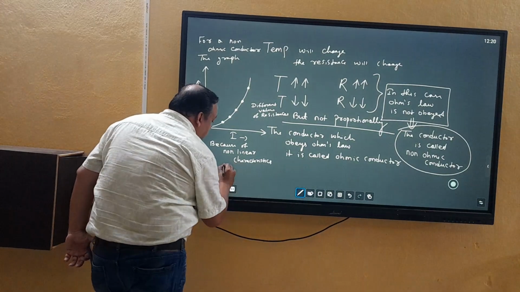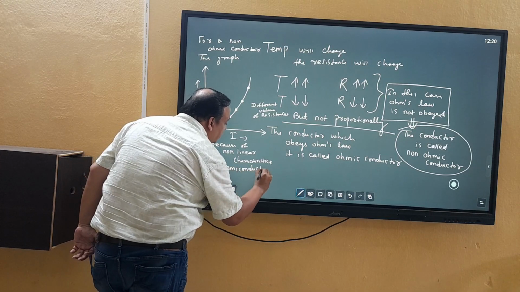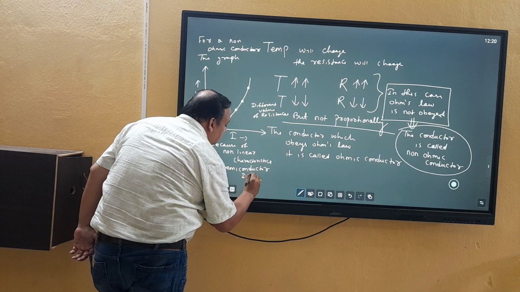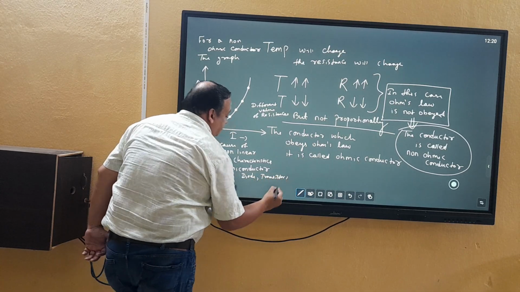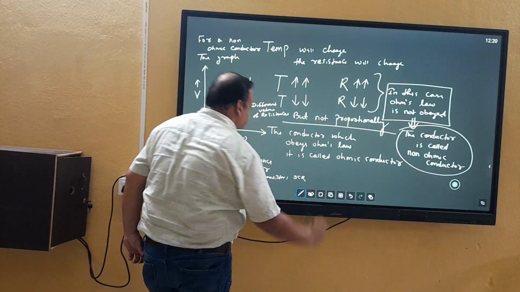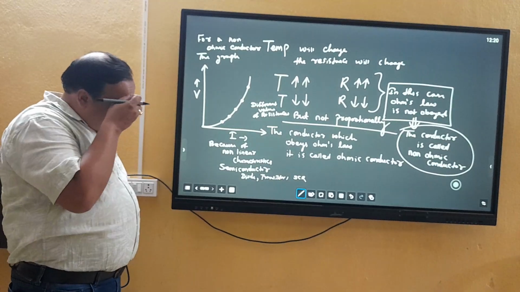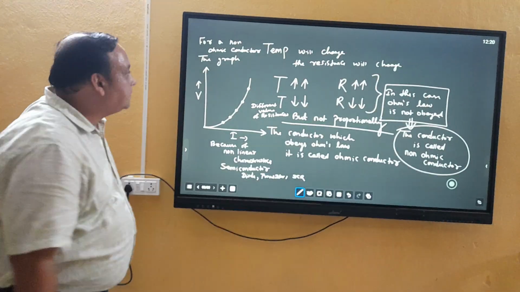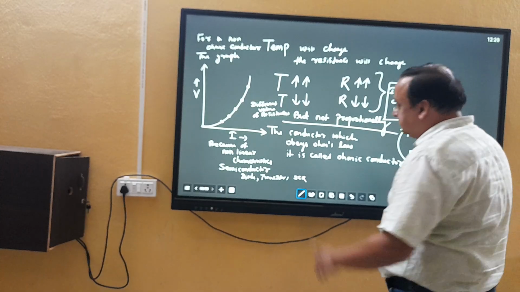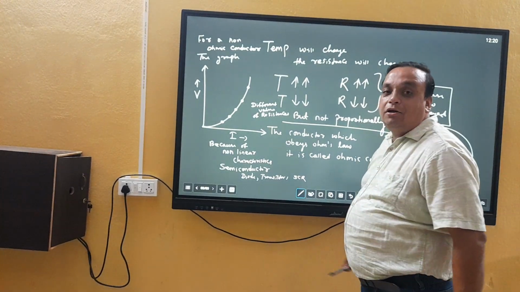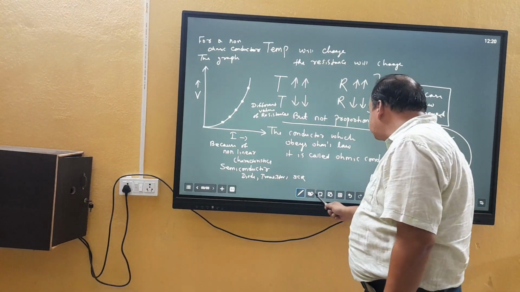For example, all semiconductors like a diode, transistor, SCR, these are examples of non-ohmic conductors. The characteristic is non-linear. Okay, so this is the main thing about Ohm's law. Next, we'll go for the factors affecting resistance of the conductor.